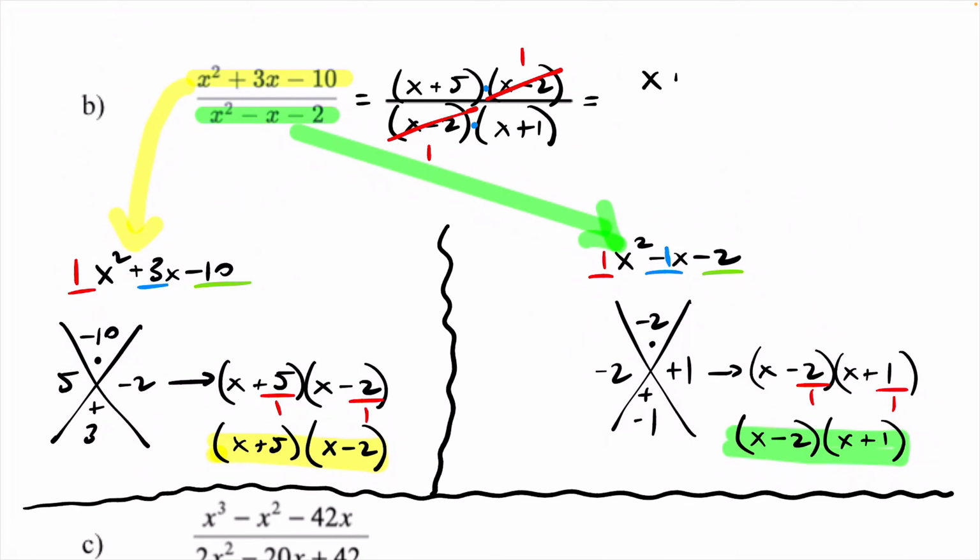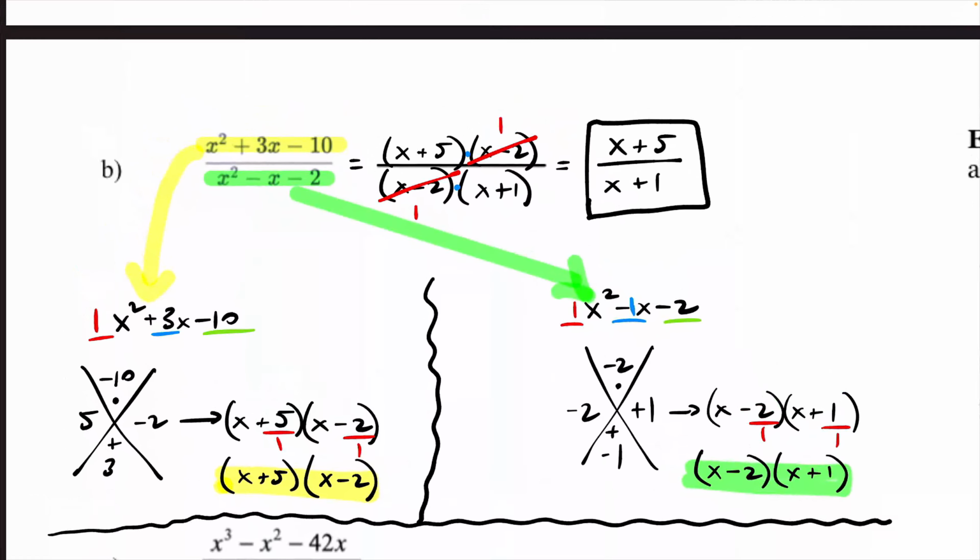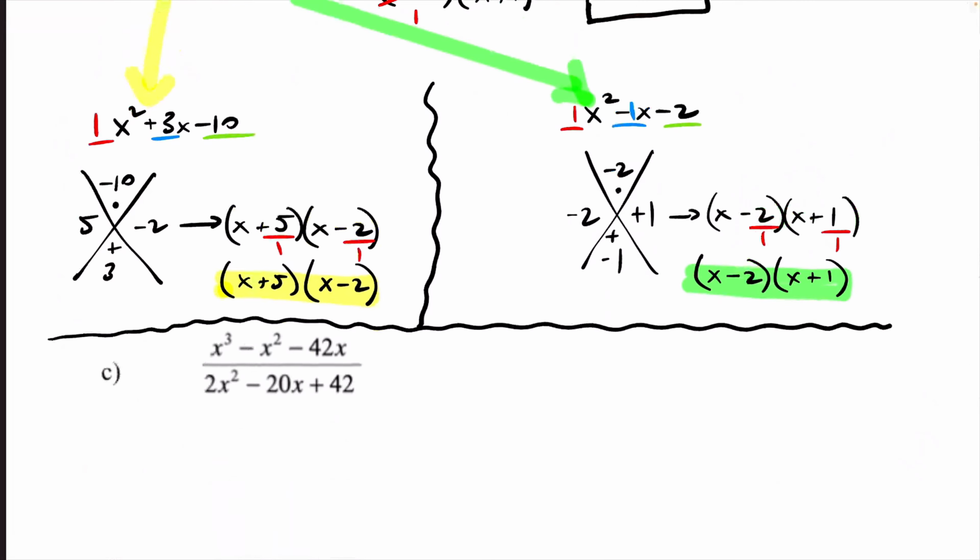Then I have x plus 5 left, right? And x plus 1 left. I can't simplify those since those are not the same binomial. You're done. Okay, you are done. All right. All right, so let's look at letter C.